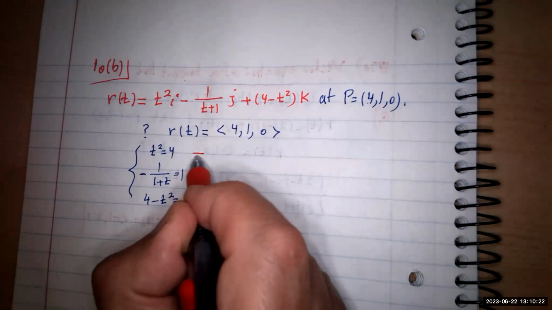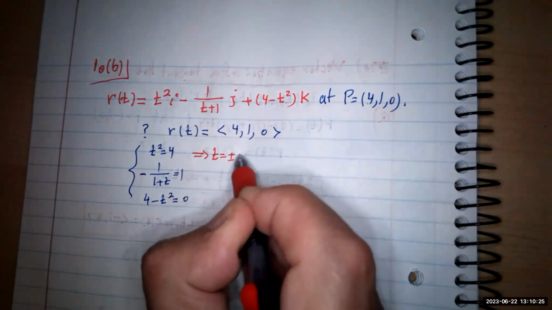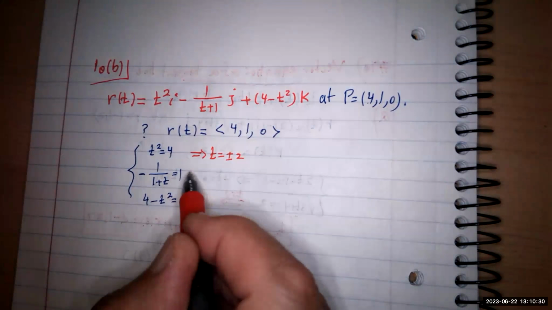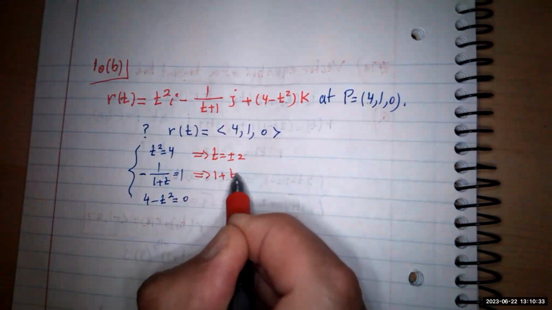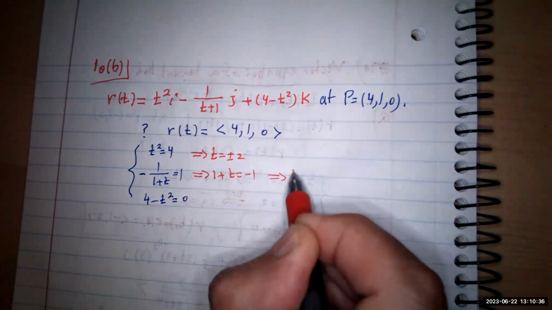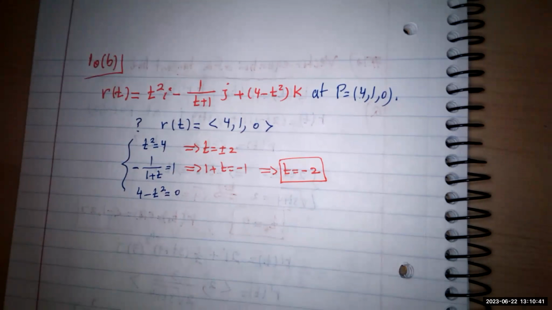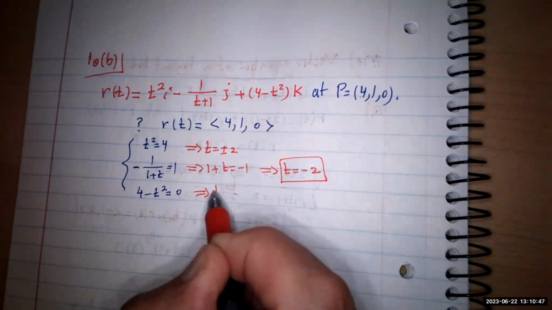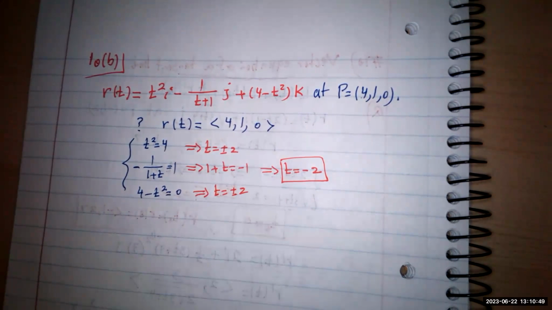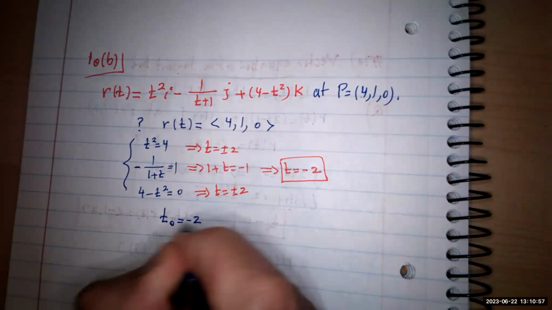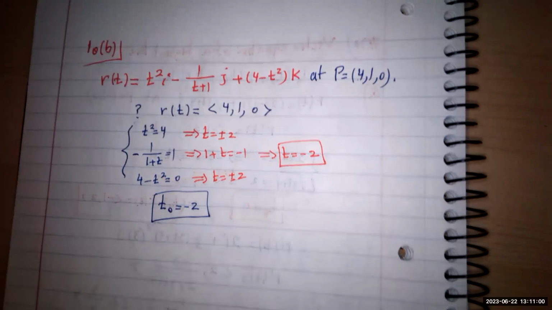So from the first one, you get t equal to positive or negative 2. And you have to check to see if this is true for the second one. This would be 1 + t equal to -1, so t would be -2. So this means you are going to pick t equal to -2. It must be a common solution. If you pick -2, it satisfies all of them. So t0 is -2. Any question? So you have to find the corresponding values.